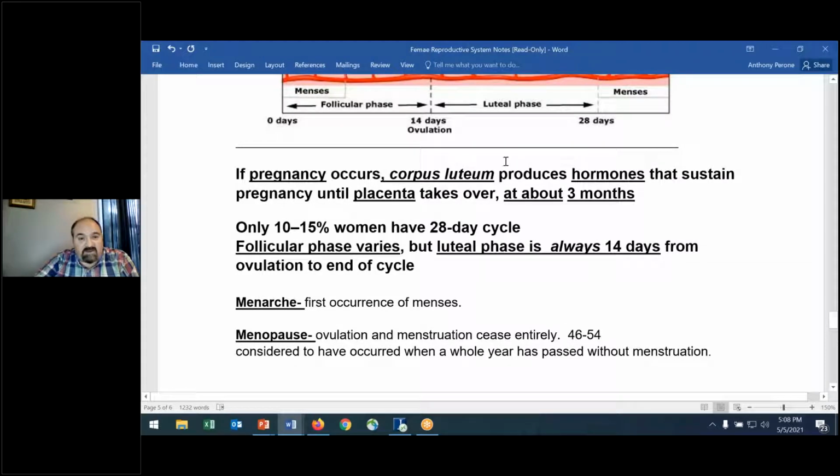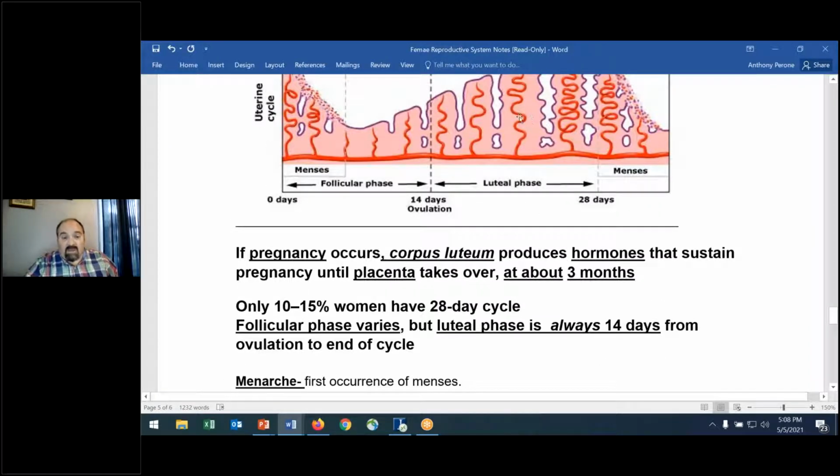All right. If pregnancy occurs, the corpus luteum produces hormones that sustain pregnancy. We talked about that, well, I didn't know if I said that for this part. No, I probably did not. Prior to fertilization, the corpus luteum is enabling the secretion of progesterone, estrogen, and such, right? Absolutely. But afterwards, if fertilization does occur, the corpus luteum continues to produce hormones that will help to sustain the endometrium, okay? And as such, the placenta will then take over at approximately 3 months or so.